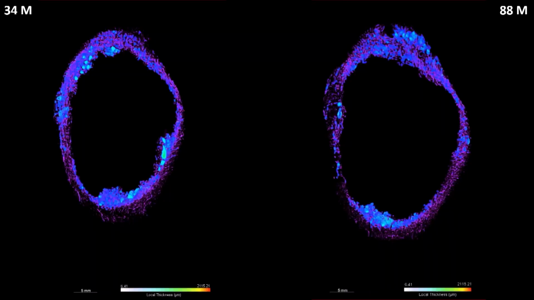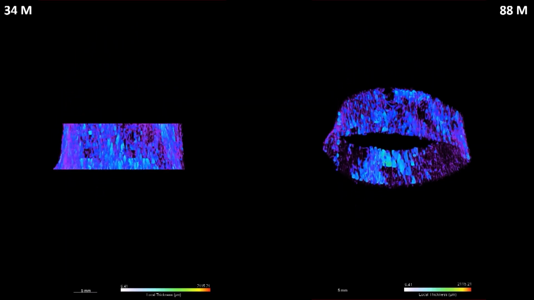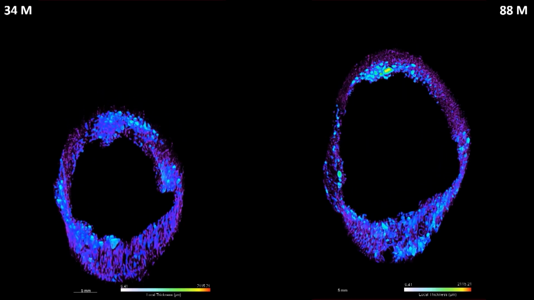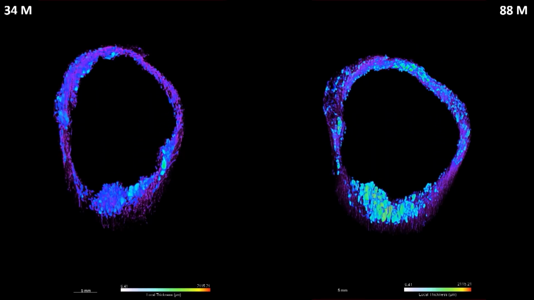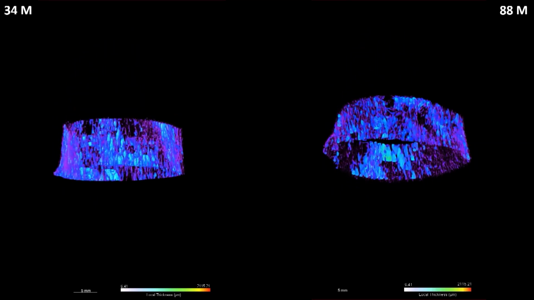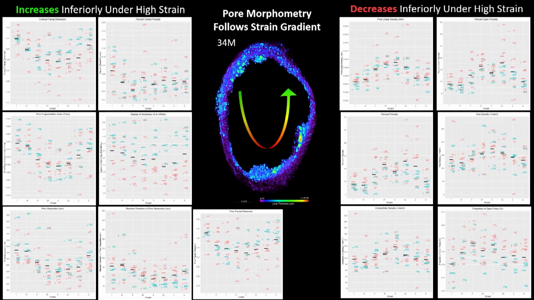Sorry. And a young male compared to an old male. Something that you might notice in the female is a very strong apposition of bone tissue, which I'll talk about in a second. But what I found when I mapped all of the variables is that they were all following a gradient of either increasing or decreasing inferiorly under high strain.